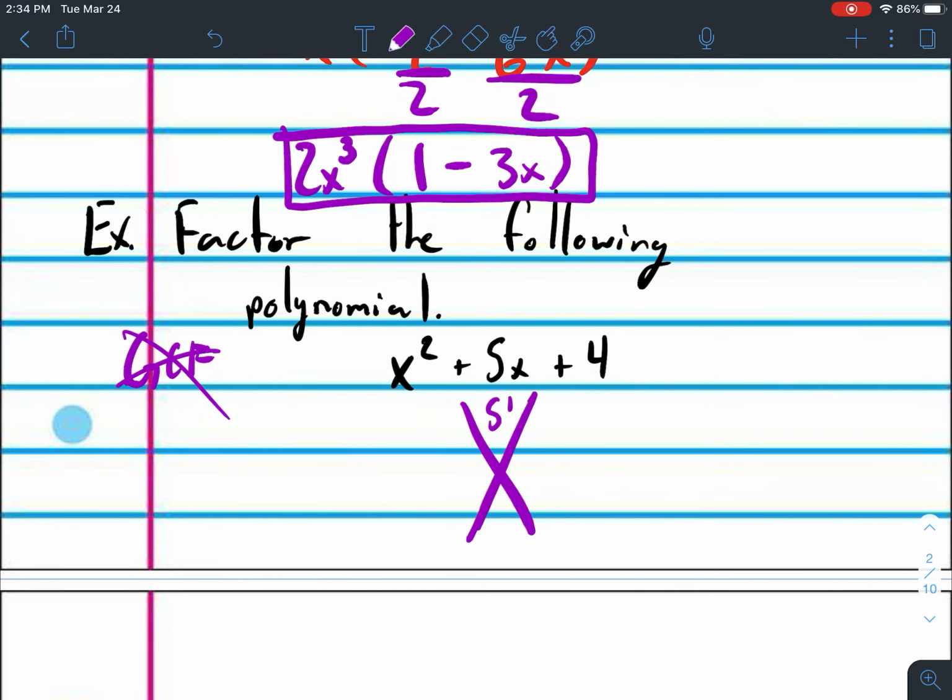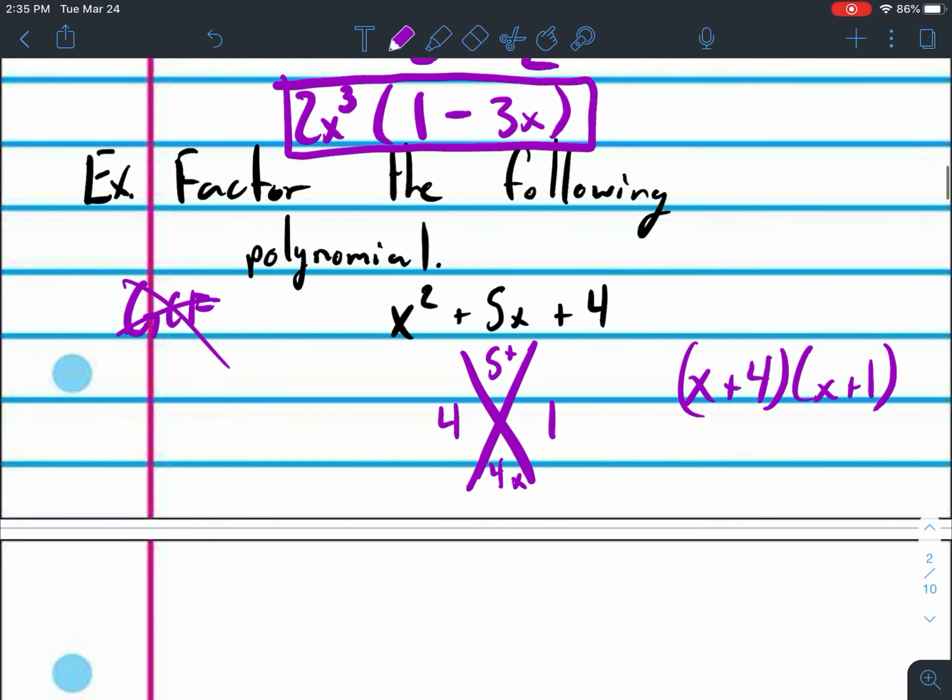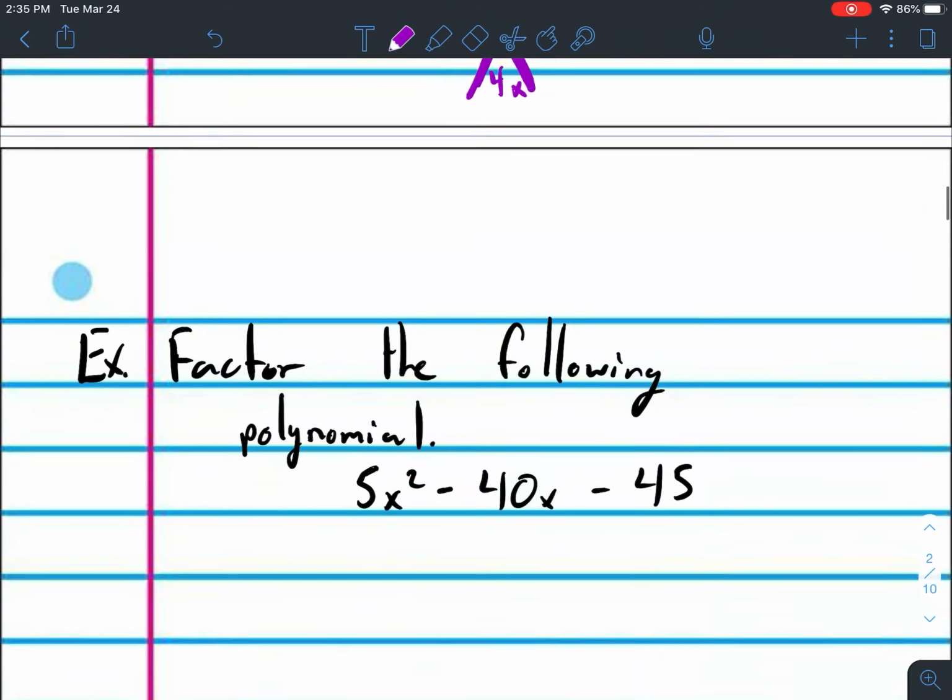Now, what adds to the middle number and what multiplies to the bottom number? 4 and 1, which means my solution would be x plus 4, x plus 1. And nothing else to do for that. It is factored completely. We are good.